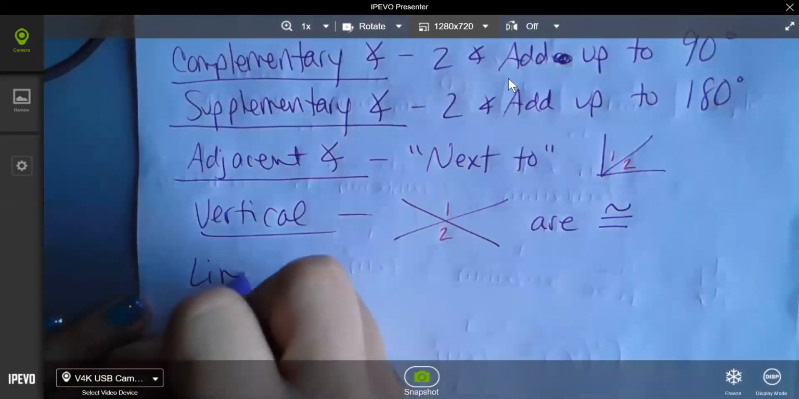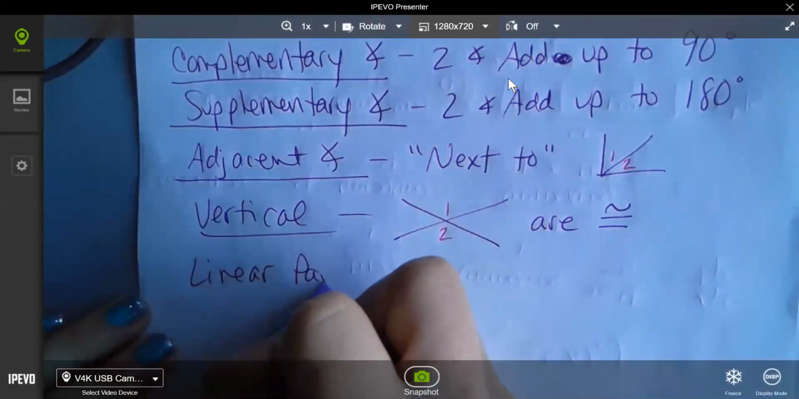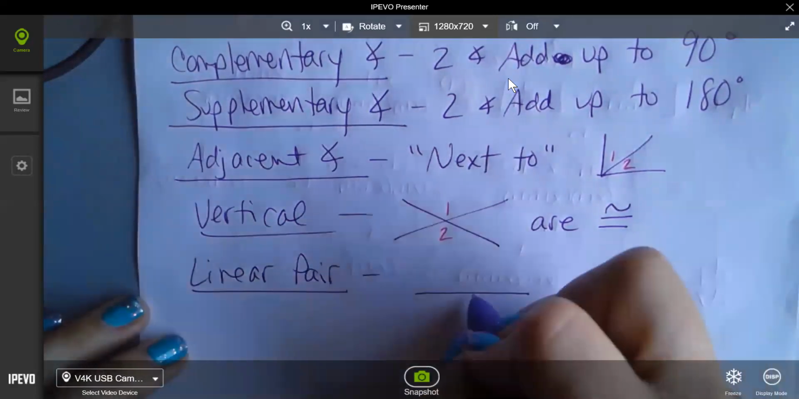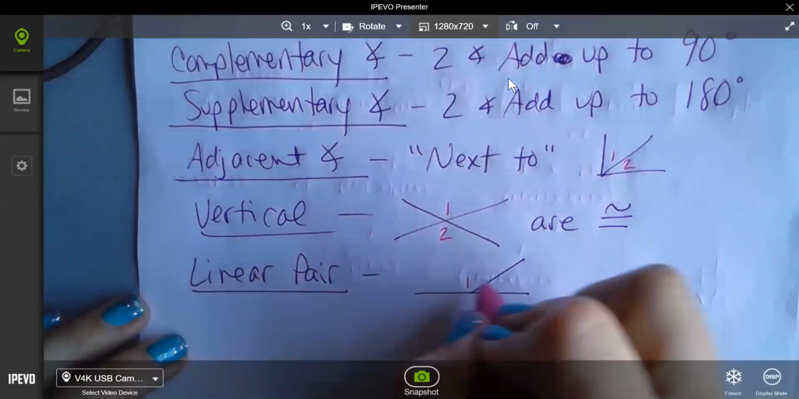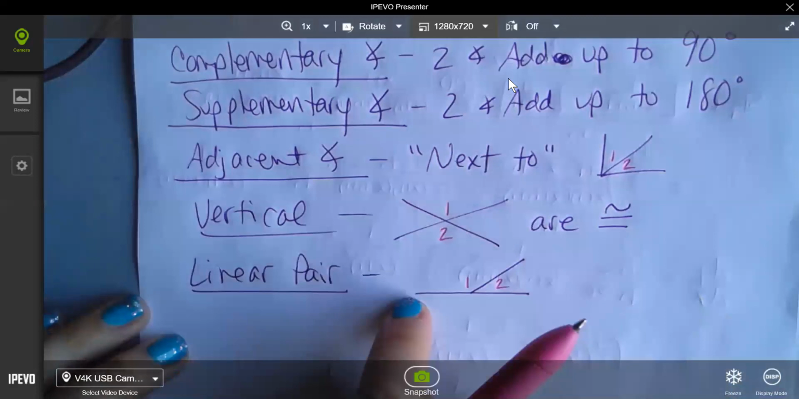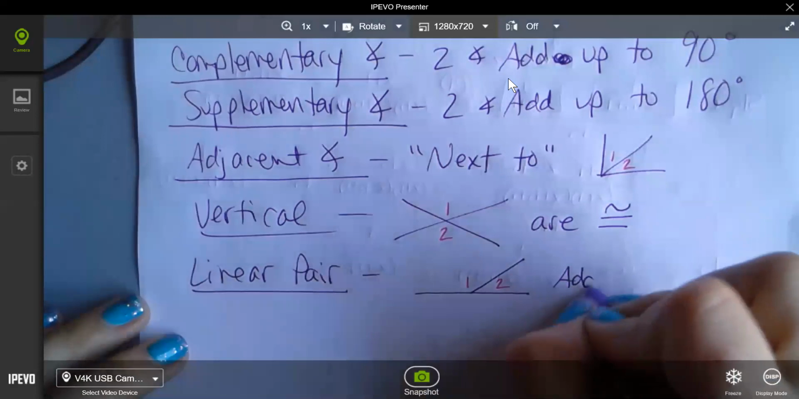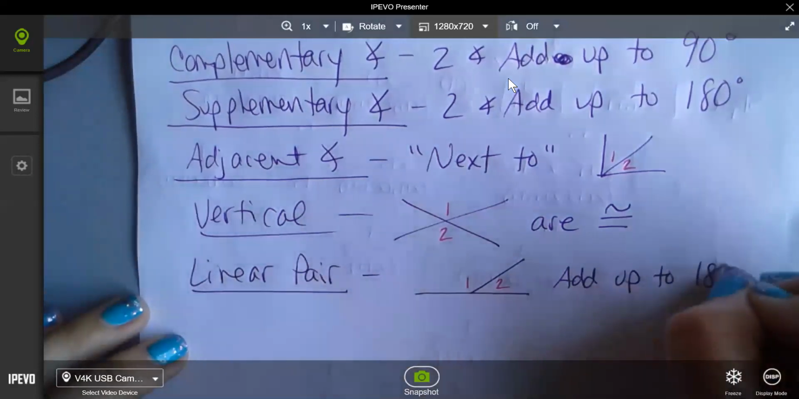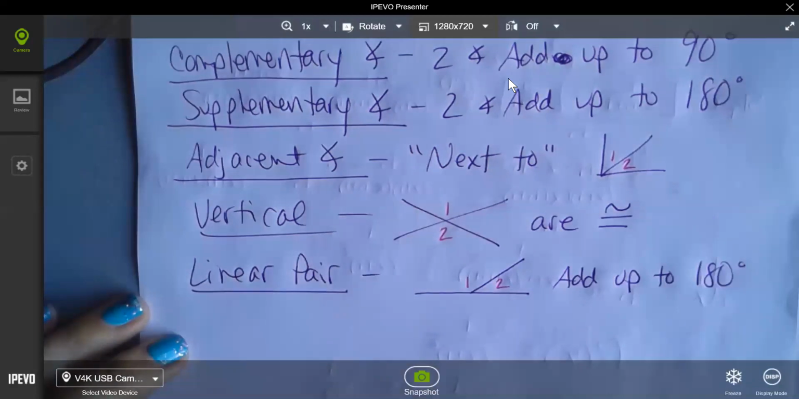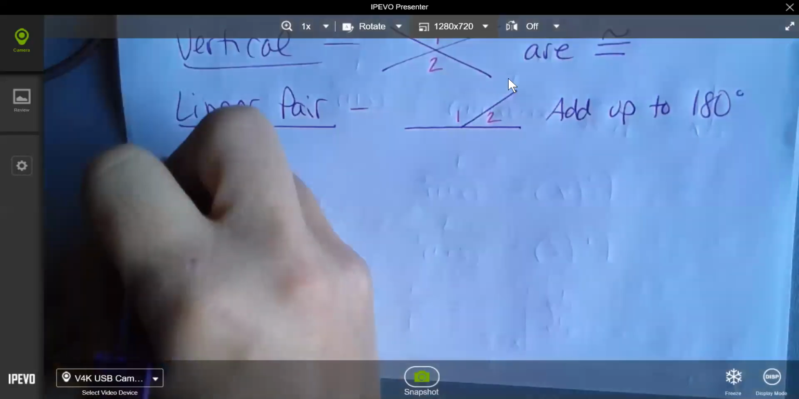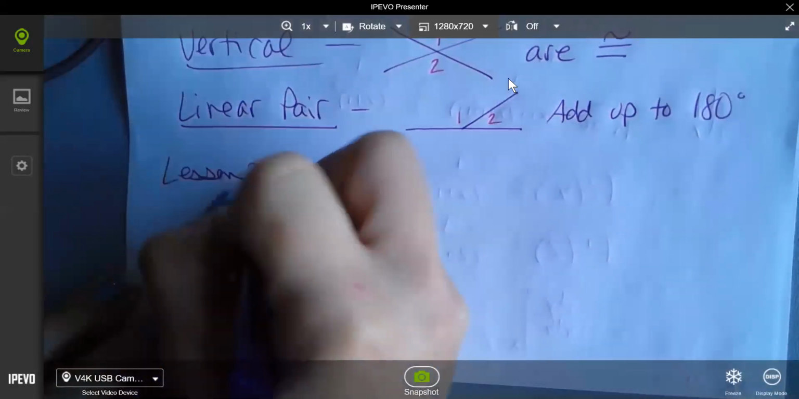And the last one, we learned about a linear pair. A linear pair are two angles that line up with each other on a straight line. So that would be like angles 1 and 2. Because it's a straight line, they add up to 180 degrees. So a lot of vocab there in our first lesson. Lesson number 2.